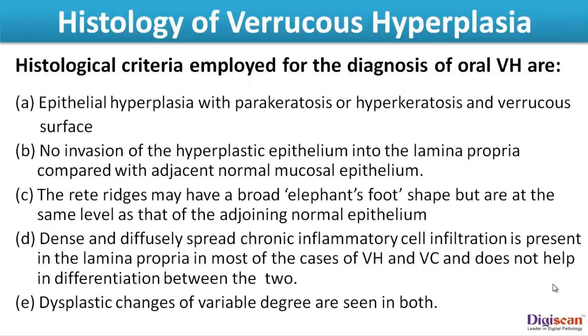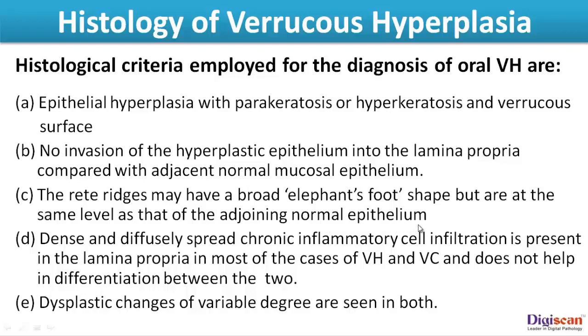Histological criteria employed for the diagnosis of oral verrucous hyperplasia are epithelial hyperplasia with keratosis or hyperkeratosis and a verrucous surface, with no invasion of hyperplastic epithelium into the lamina propria compared with the adjacent normal mucosal epithelium. This is the most important and differentiating feature between the two entities. The rete ridges may have a broad elephant's foot shape, but they are at the same level as that of the adjoining normal epithelium.